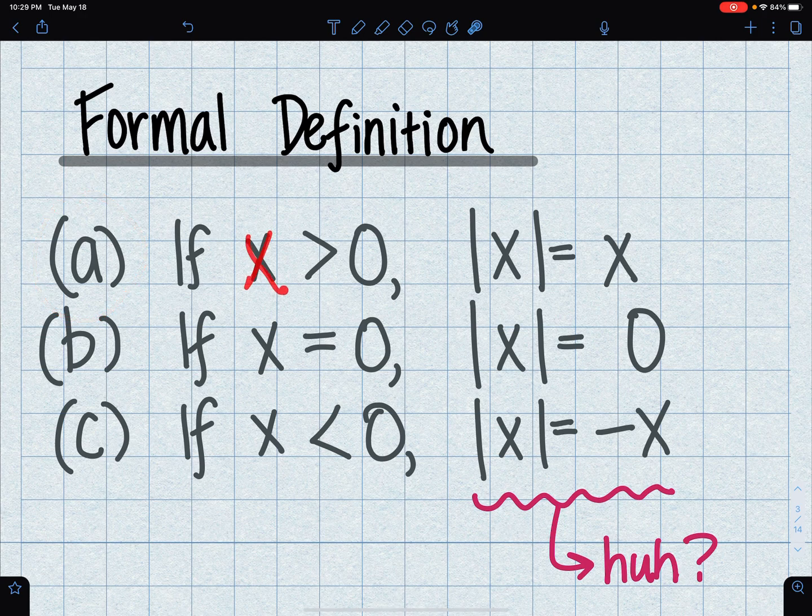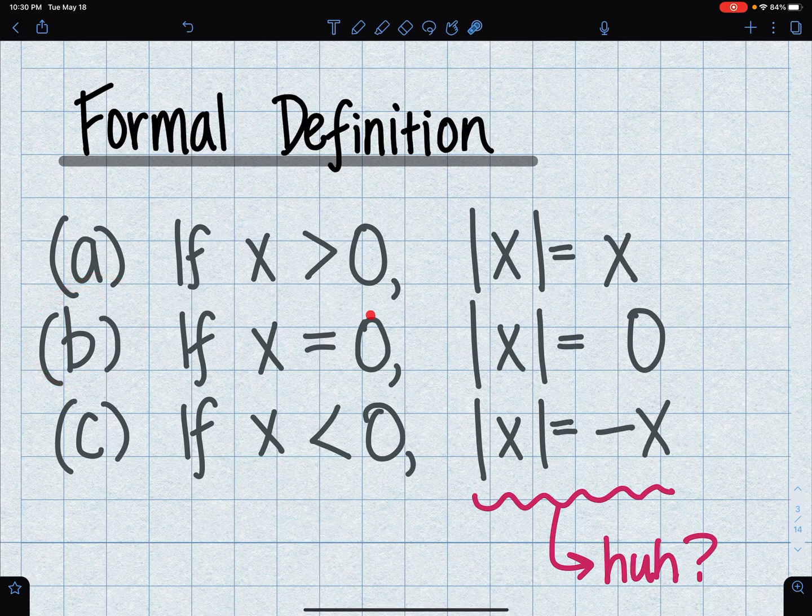If x is greater than 0, so like we're talking about the number 3, something that's greater than 0, then the absolute value of x is just going to be x. So think about a number that's greater than 0. 1, 2, 3, 5. When you take the absolute value of that, you just get that same number, a positive number. That makes sense. Okay, let's go over B.